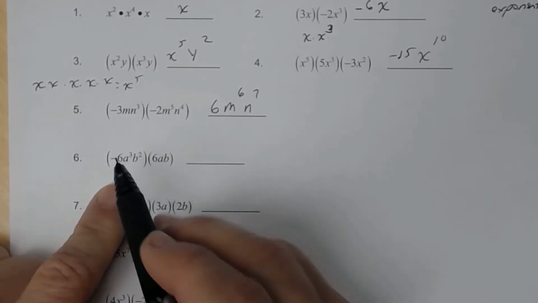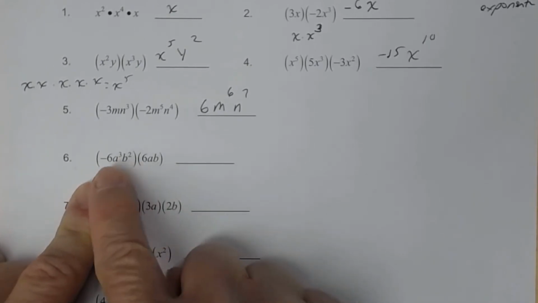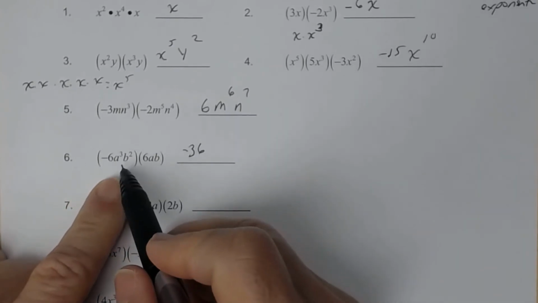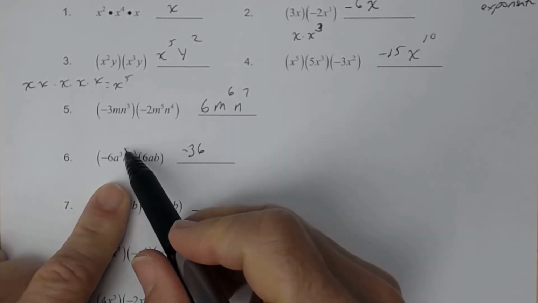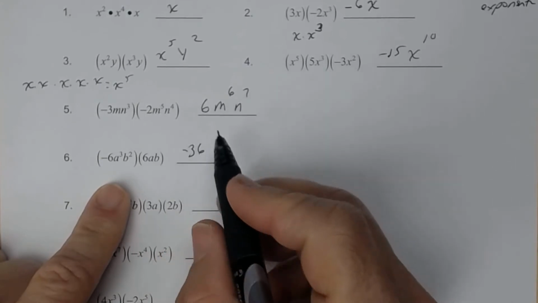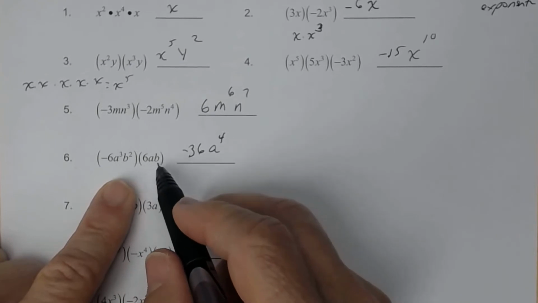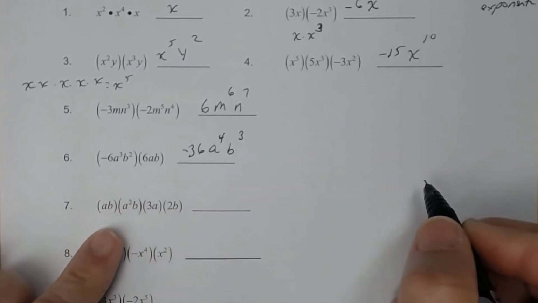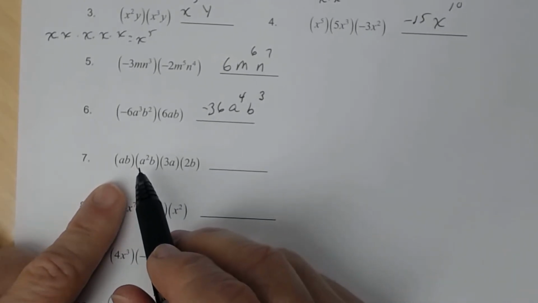Number 6, the coefficient in this expression is negative 6. The coefficient in this one is 6. Negative 6 times 6 is a negative 36. And let's deal with the variables. So that's where we use the product rule. So a to the 3rd power times a to the 1st power is a to the 4th power. B to the 2nd power times b to the 1st power is b to the 3rd power. So b cubed.